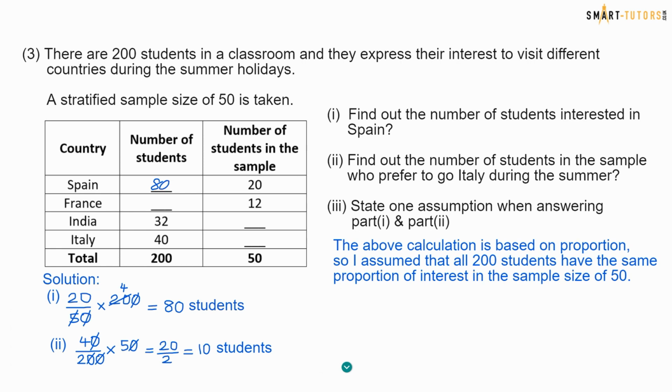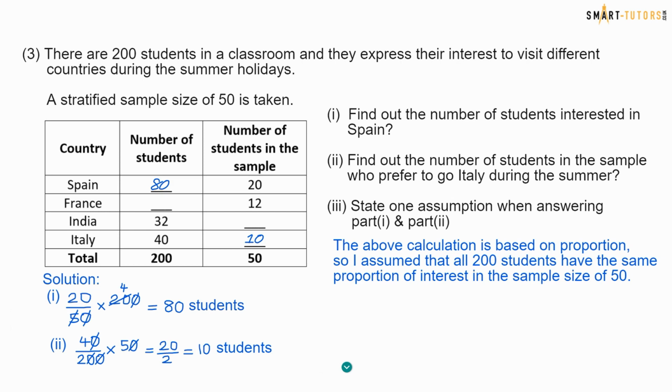Next one, find out the number of students in the sample who prefer to go to Italy during the summer. So we need to find out this number. Here 40 students preferred out of 200. So you put the fraction 40 out of 200, in the sample size of 50, and do the calculation. Cut the 0, cut this 0 and cut this 0. 2 and 4 and 5 are left over on the top. So 4 times 5 is 20, divided by 2, is 10 students. So 10 students prefer to go to Italy during the summer.